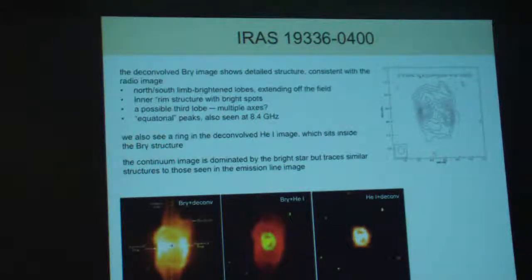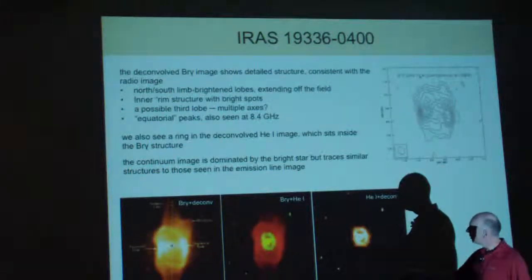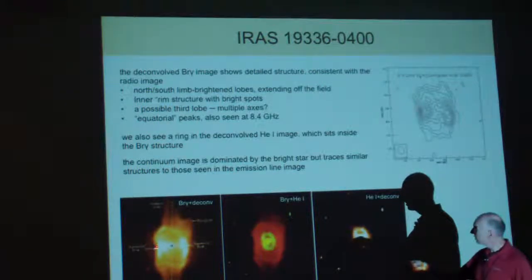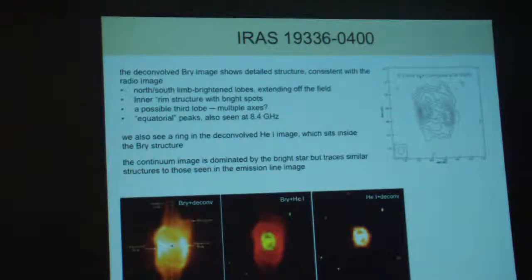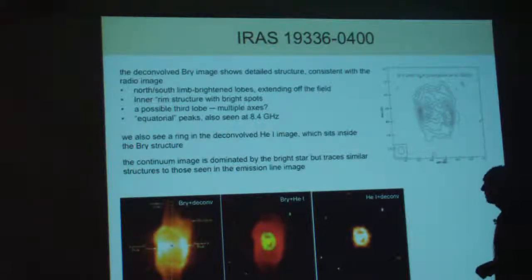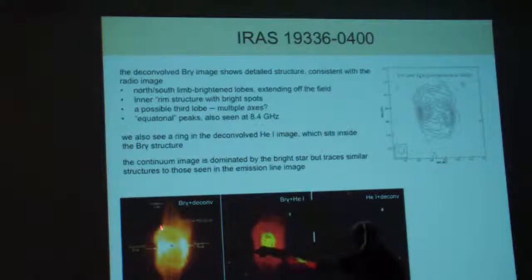We can image the Brackett gamma, and if we do that, we see quite a nice nebula around the object. So a bipolar lobe, a northern and southern lobe, there's this sort of equatorial enhancement of emission on either side, and that structure agrees with the radio imaging as well. The radio imaging indicates you've got density enhancements on either side here, because the emission at that frequency is optically thin. So there's a lot going on here. There's possibly a third lobe, so this could be multipolar. There seems to be an axis going this way as well.